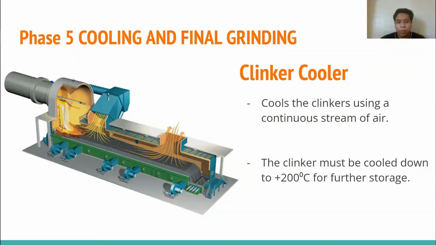Phase 5 will be cooling and final grinding. After the kiln phase, the clinker goes through the clinker cooler. This machine cools the clinker using a continuous stream of cool air. The clinker must be cooled down to around 200 Celsius to be ground and for further storage. Optionally, the heat released by the clinkers can be reused by recirculating it back to the kiln.